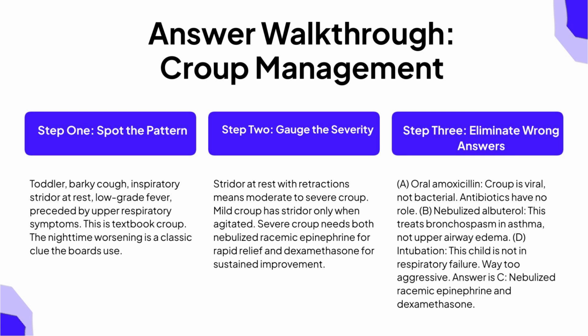Step 3. Eliminate the wrong answers. Option A, oral amoxicillin, is wrong because croup is a viral illness and antibiotics have no role. Option B, nebulized albuterol, treats lower airway bronchospasm in asthma, not upper airway edema. Option D, intubation with intravenous antibiotics, is far too aggressive for a child who is maintaining adequate oxygen saturation. The correct answer is C, nebulized racemic epinephrine and dexamethasone.